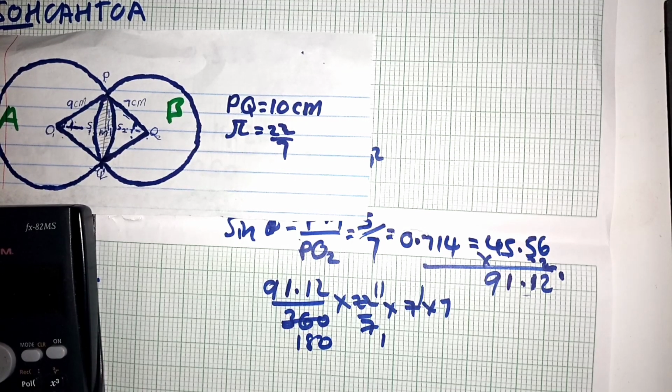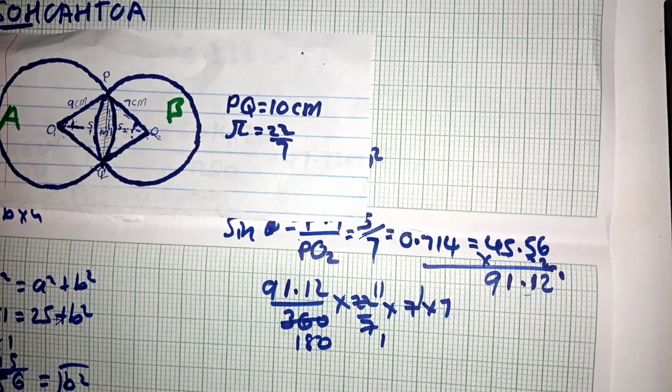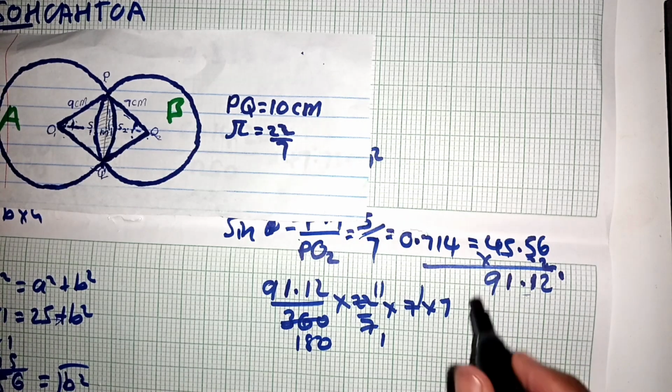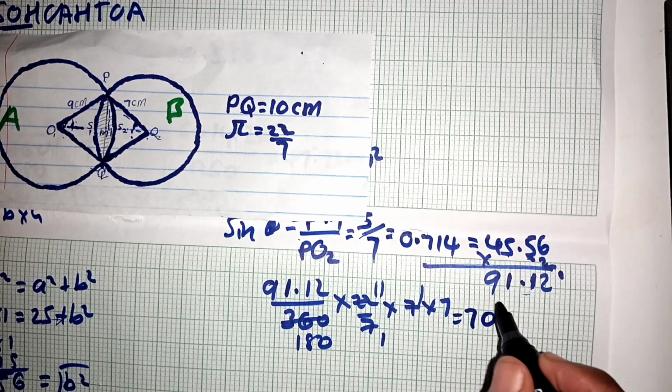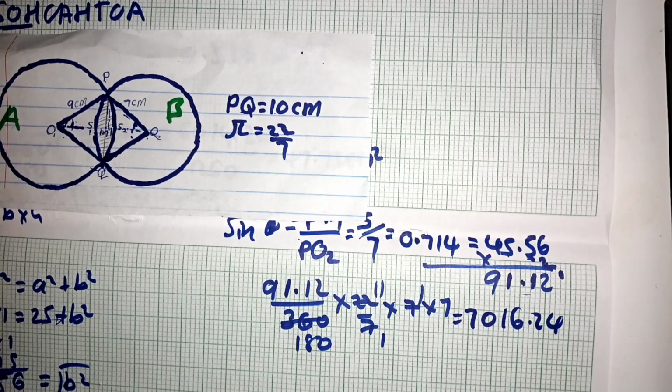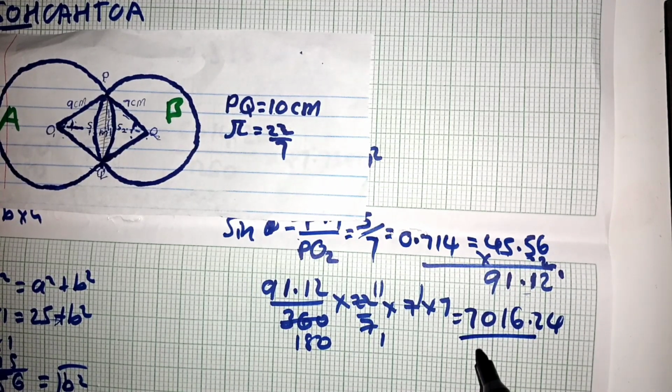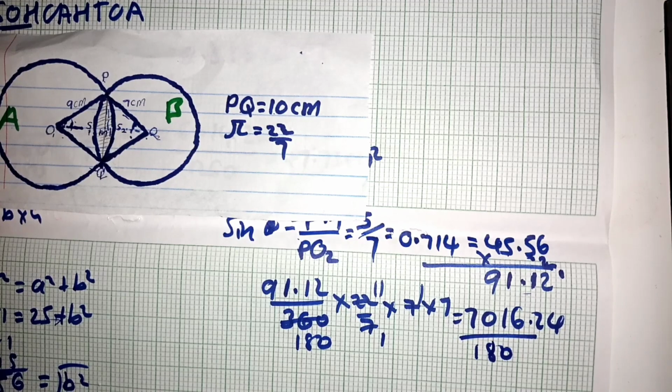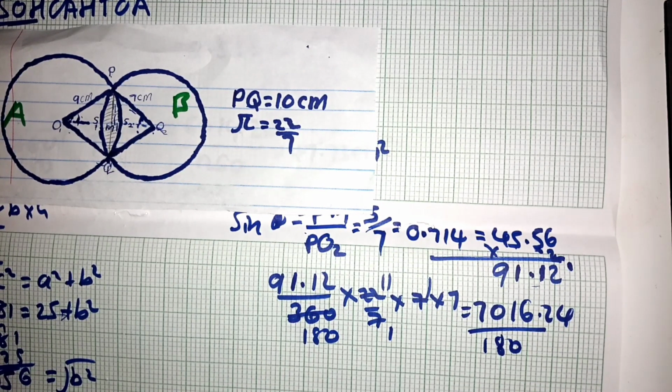So we have 91.12 times 11 times 7. We get 7016.24, divide by 180.